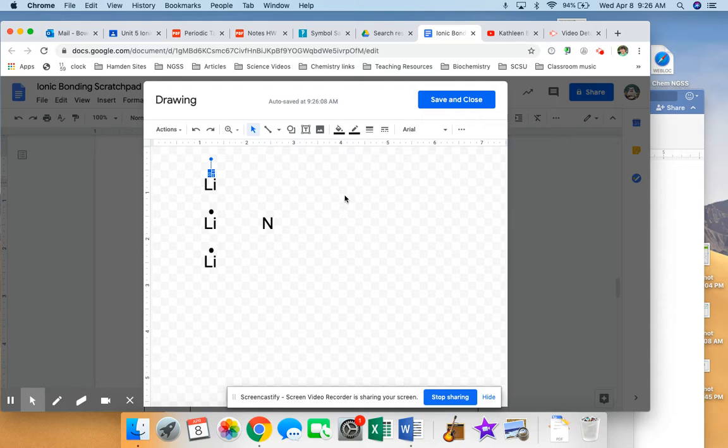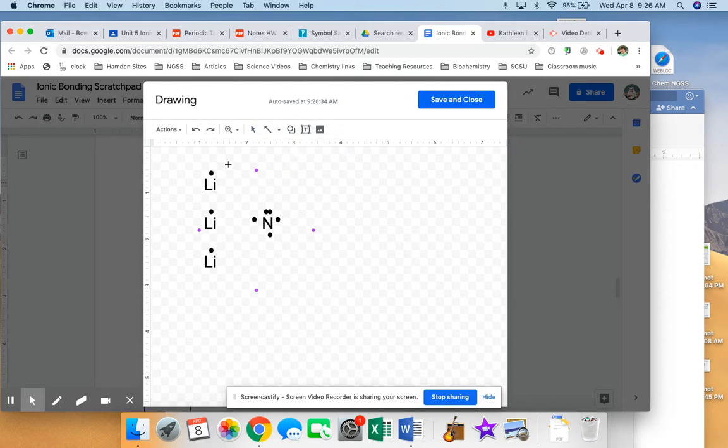And now I'm going to copy, Control C, and paste 1, 2, 3, 4, 5. We're going to give nitrogen these other dots. 1, 2, 3, 4, 5 dots. So what's happening here is that we want each of these Li's to give up their 1 electron and give it to nitrogen. That's why we needed so many.